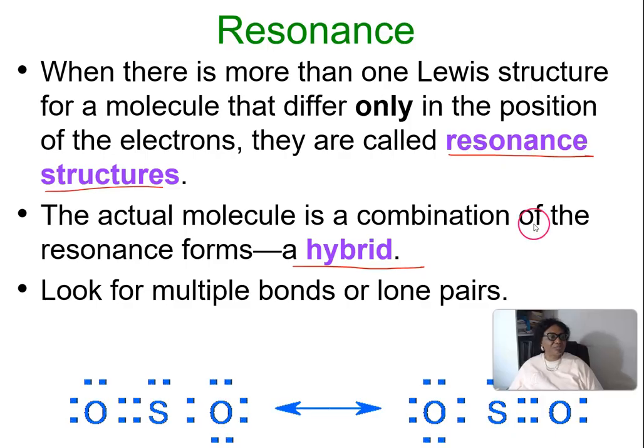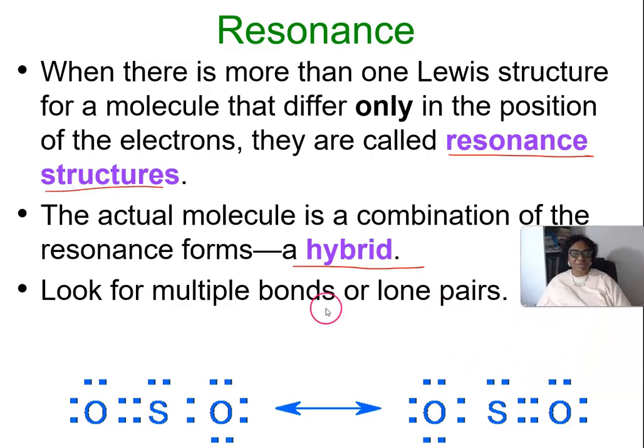Let's take an example. For example, SO2 has 2 resonance structures. It has this, you see. Let me draw it in such a way that this is S. Or you can have this. So these are the 2 resonance structures. The double bond is on this oxygen, and in this case, the double bond is on this oxygen.